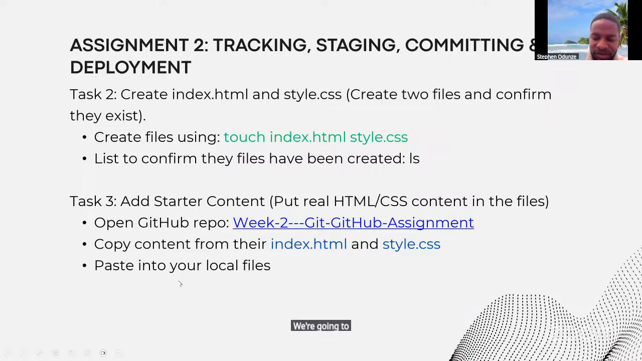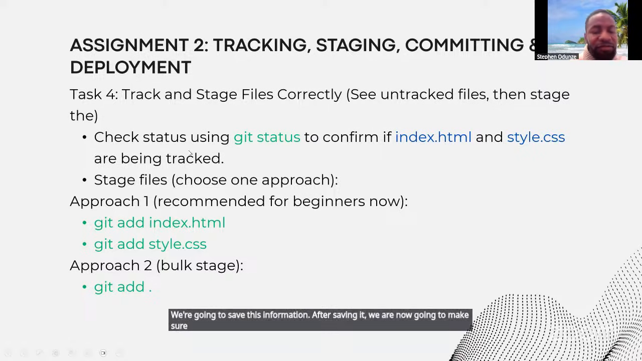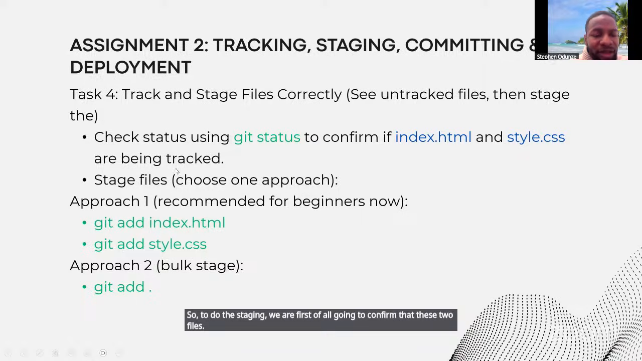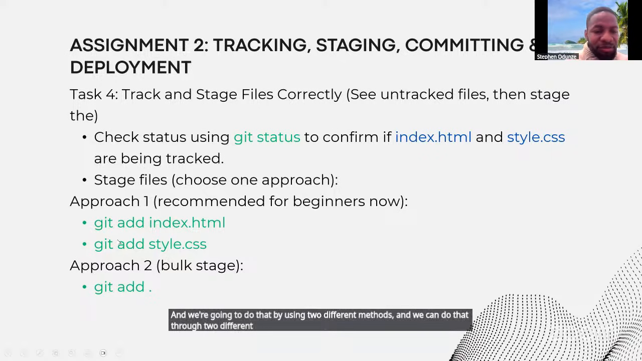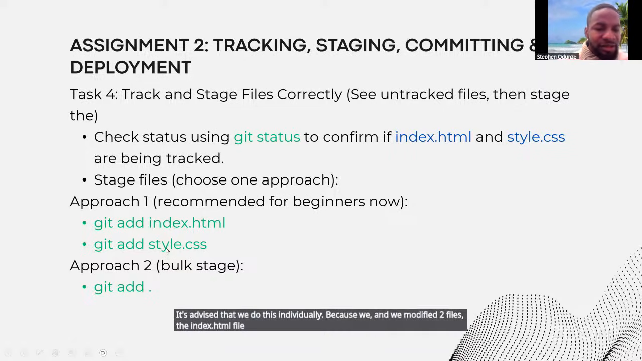After putting the information that we've copied into these two files we created, we're going to save it. After saving it, we are now going to make sure these files that we have modified can be tracked. And we can do that using the staging. So to do the staging, we are first of all going to confirm that these two files are being tracked inside our repo. We can do that through two different methods, but preferably for now that we are still learning, it's advised that we do this individually because we modified two files, the index.html file and the style.css file.